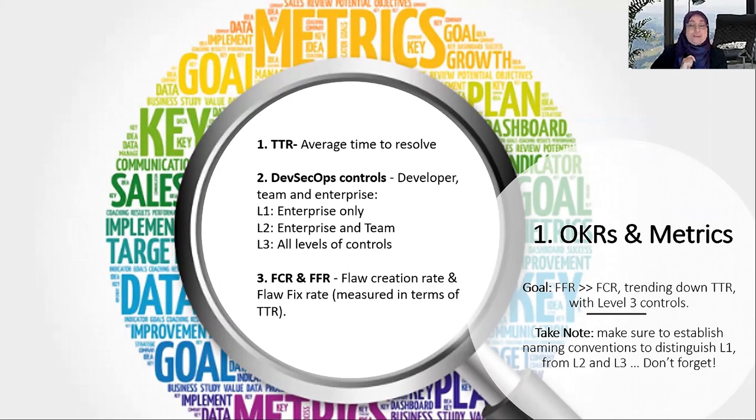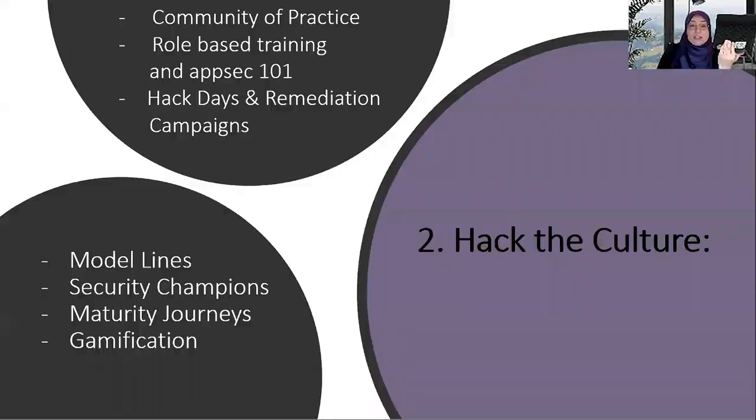So that's how the fault creation rate, being less than the fault fixing rate, goes up. And then you also want to measure those DevSecOps controls. For example, are you seeing activities on the developer side? Are you seeing activities on the team side? How about the enterprise controls? How is the maturity in all of this? How are we progressing? And hack the culture.